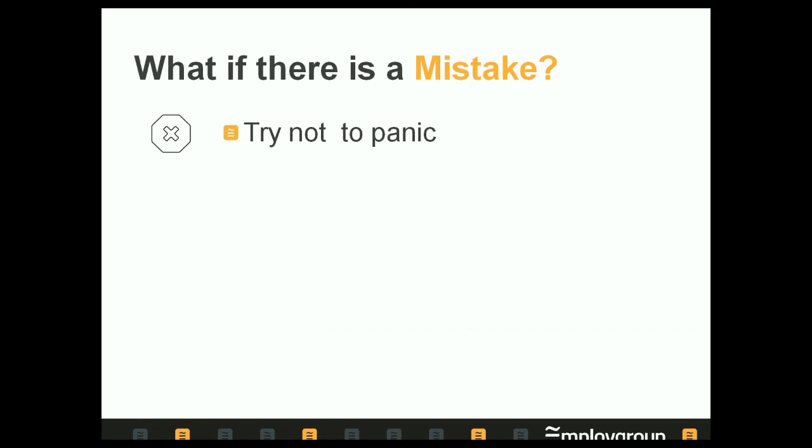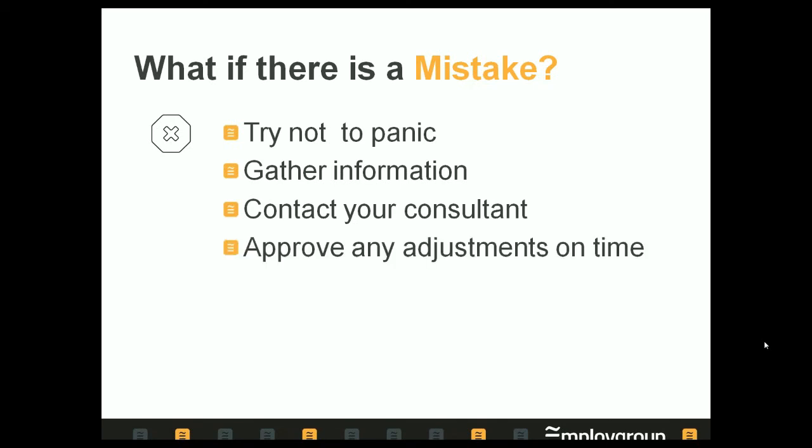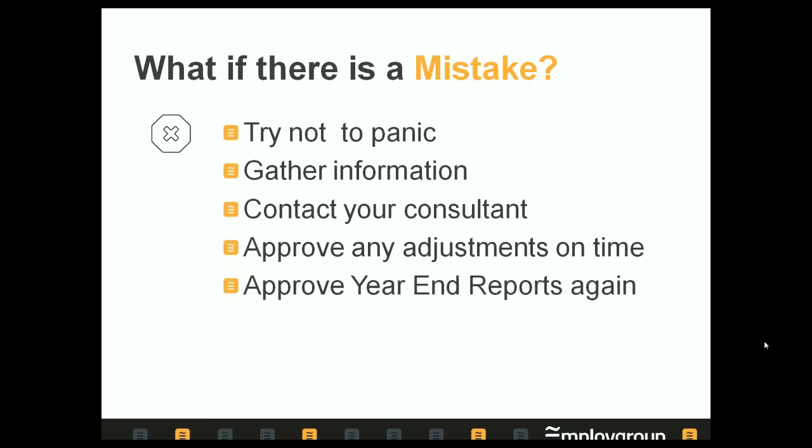Now, what to do if there is a mistake? The first step is, of course, not to panic. Simply gather as much detail as you can in regards to the error. Contact your consultant and let them know what the issue is. They, in turn, will make the necessary adjustments. They will provide you with revised year-end reports. You need to approve these adjustments on time. And, of course, reapprove your year-end reports.